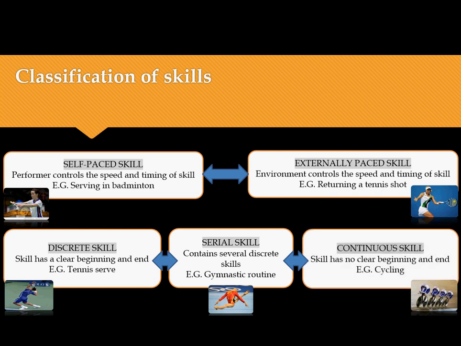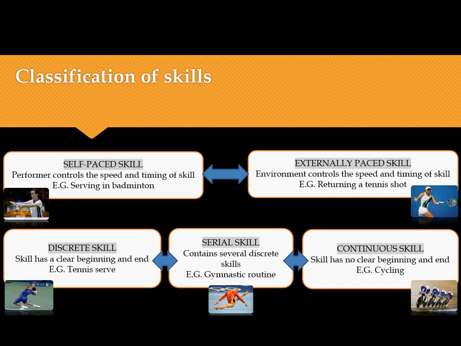The next continuum is the only one with 3 different elements, and firstly we've got a discrete skill which has a clear beginning and end. So a tennis serve, the first part of the tennis serve is where you throw the ball up in the air, and the end is where you follow through with the shot and return to your position. It's got a clear beginning and end, you can see where it starts and where it finishes. The opposite end of that is a continuous skill, such as cycling, running, rowing, where the skill has no clear beginning and end. It goes over and over again, is repeated throughout.